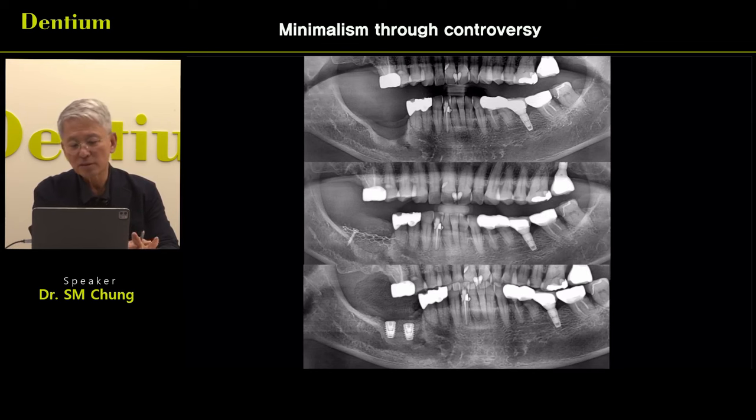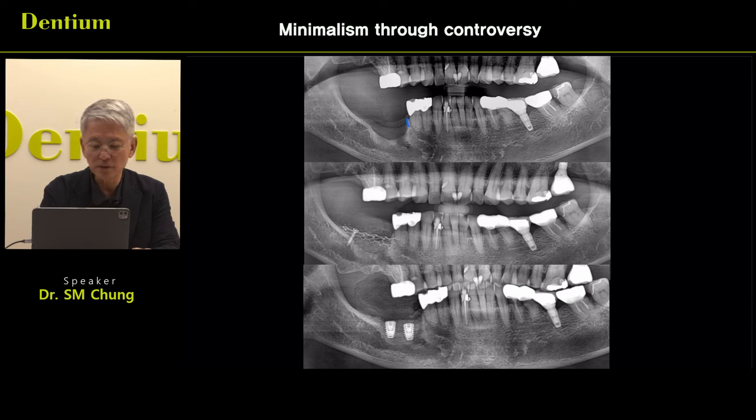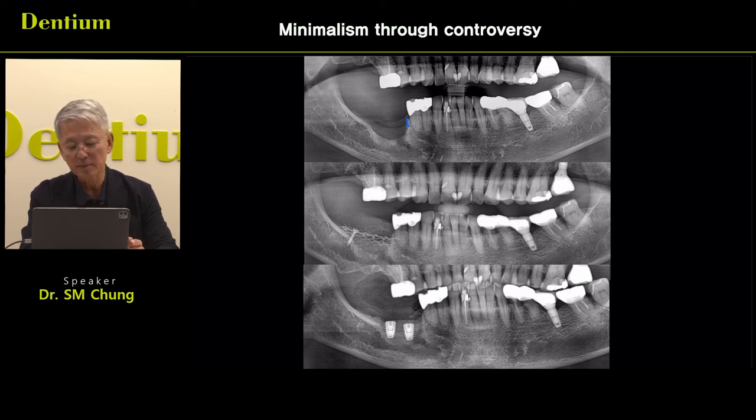And also a short implant can be placed in a very severely destructed alveolar crest. So at first we did the bone grafting with the osteogenol. And after some bone formation, we placed the 7 millimeter very short implant.